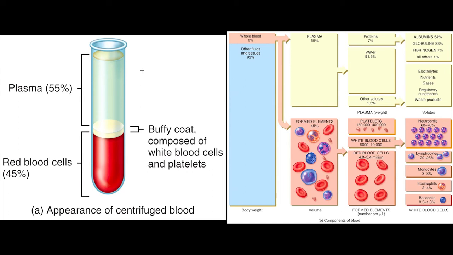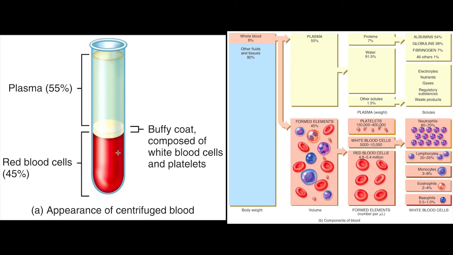This process of spinning ultimately causes all the heavier components within blood to settle out toward the bottom, while all the lighter components remain at the top. At the top, you'll find the plasma, once again the liquid extracellular matrix, and then at the bottom you'll find your collection of formed elements, once again being made up of red blood cells, white blood cells, and platelets. Plasma accounts for roughly 55% of the total blood volume, while the remaining formed elements account for about 45%.